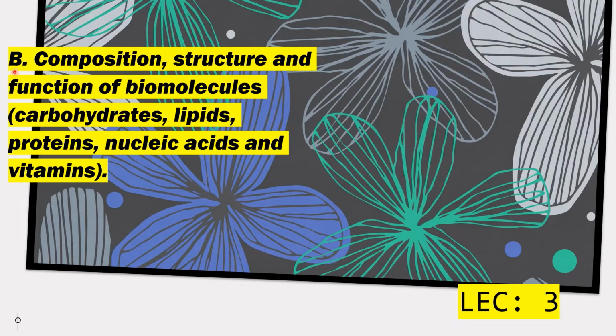So today we'll be talking about the P subunit, which comprises the composition, structure and also the function of carbs, lipids, proteins, nucleic acids and vitamins. So there are 5 in total and I'll be dealing with proteins first.